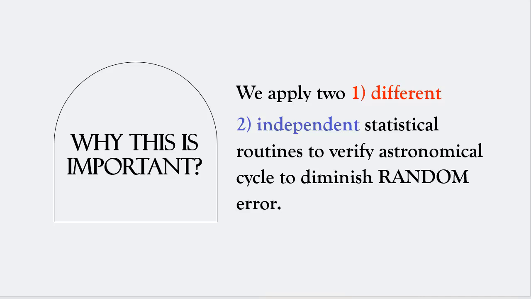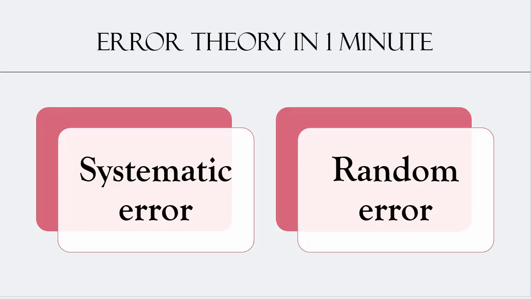If we apply two different statistical criteria that are based on different ideas, on different statistical procedures, this way we can decrease the random error of our calculations. Random error. You see, it seems to me I need to give a short explanation of the basics of error theory.